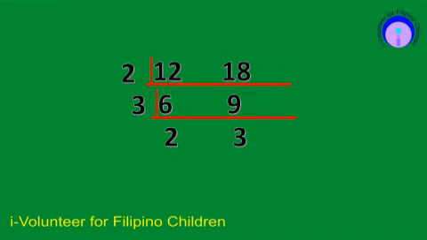Are we going to stop dividing from this point? Yes, because 2 and 3 are prime numbers already. Therefore, we are going to multiply all the numbers outside. We have 2, 3, 2, and 3. All together multiplied, it becomes 36. What about if we start dividing by 3?